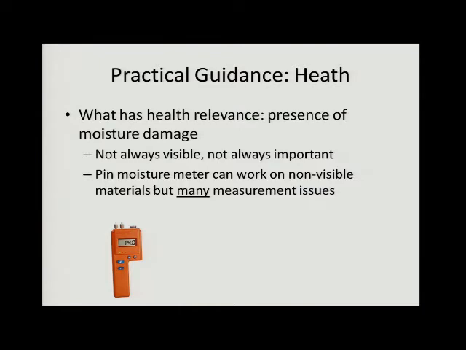So if what you're interested in is health, probably what you're most interested in is is there moisture damage or not? And looking at staining is great. The problem with it is, of course, there's lots of materials that don't stain. There's lots of places in a building that aren't visible to us. So even if there is moisture damage, it's not really a very robust way of actually looking at moisture.